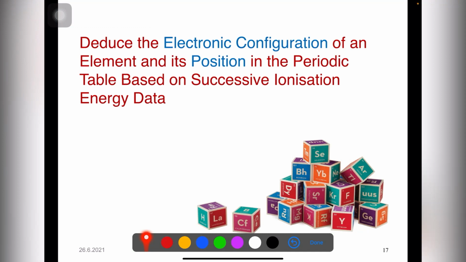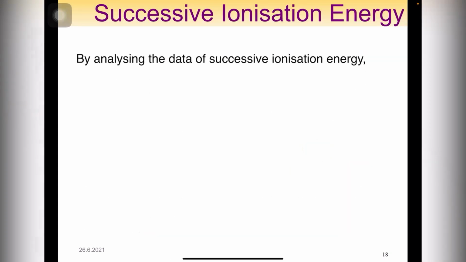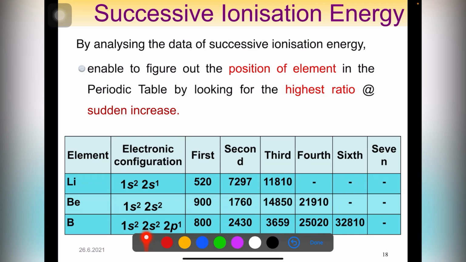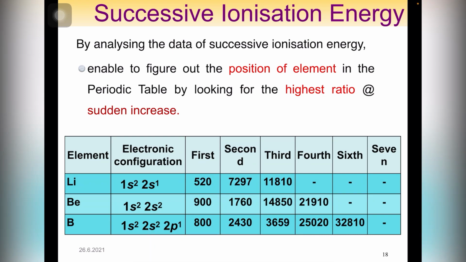Deduce the electronic configurations of an element and its position in the periodic table based on the successive ionization energy data. From the successive ionization energy, you can determine the electronic configurations and the positions of the elements. By analyzing the data, you are able to figure out the position of the element in the periodic table by looking for the highest ratio or sudden increase. So how do we see the highest ratio or sudden increase?